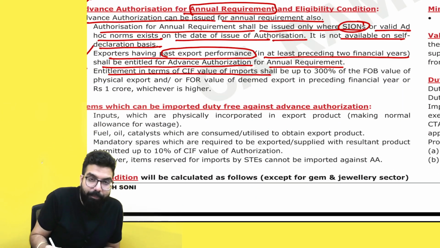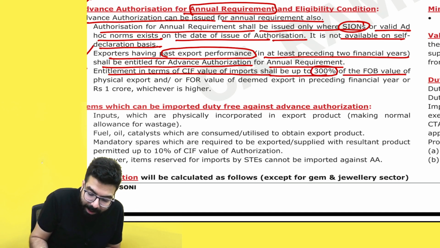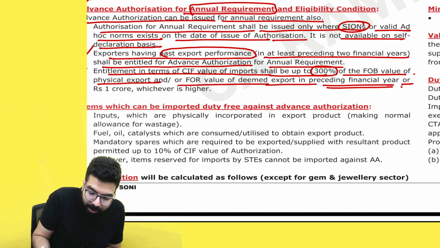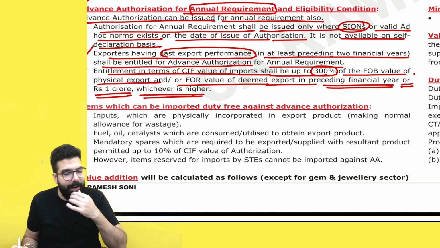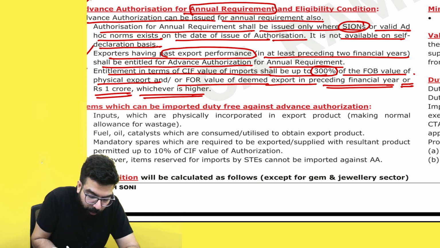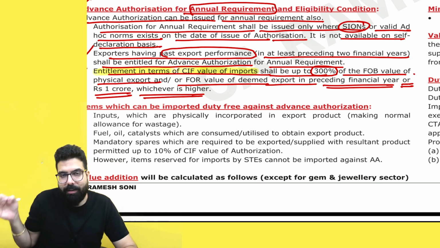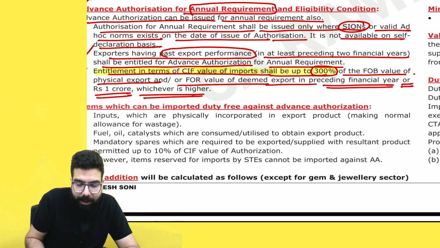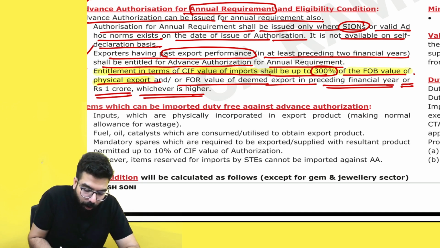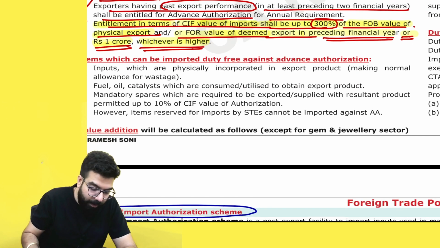entitlement in terms of CIF shall be up to 300% of the FOB value of the physical export and FOR value of the deemed export in the preceding financial year, or 1 crore, whichever is higher. They are going ahead and telling whatever you had gone ahead and exported in the preceding financial year. So it says export entitlement in terms of CIF of import. How much you had gone ahead and imported, the CIF value of the import in the preceding financial year multiplied by 300 times shall be up to 300 times of the FOB value of the physical export. Okay sir? Then or FOR of deemed export in the preceding financial year, or 1 crore, whichever is higher.